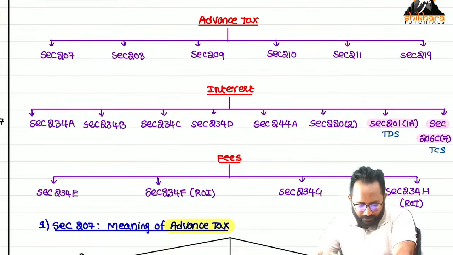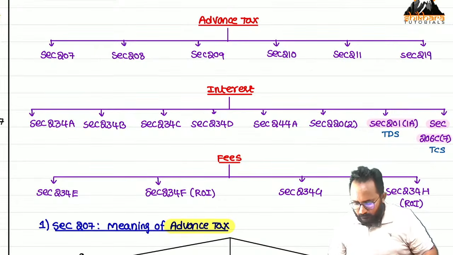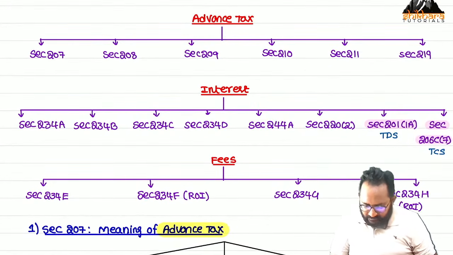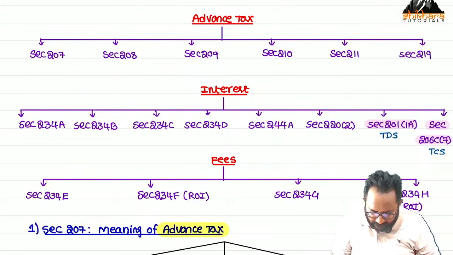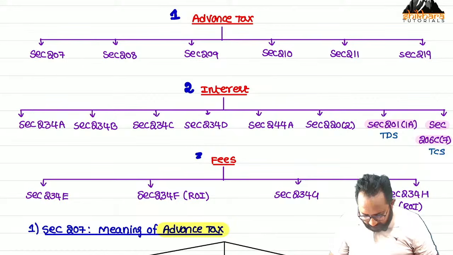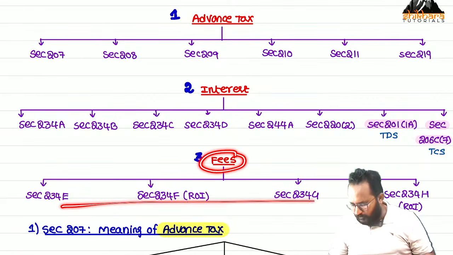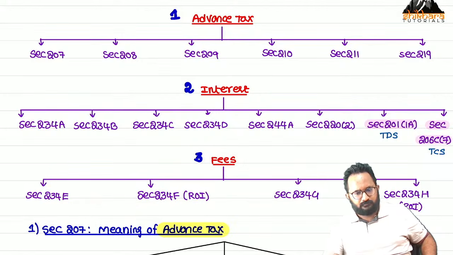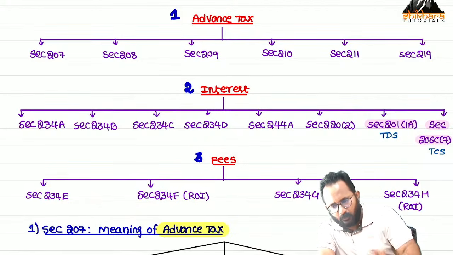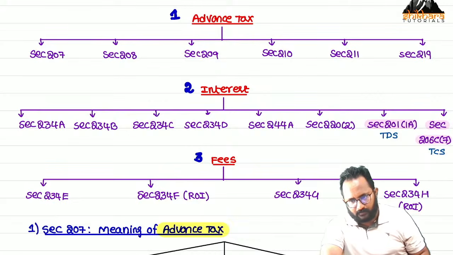What are the things we are going to learn in this chapter? Listen carefully. The first part of this chapter will discuss advanced tax. Second part will discuss the interest. Third part is fees. Very, very important for MCQ is the fees part. Only 4 sections we have. Understood?